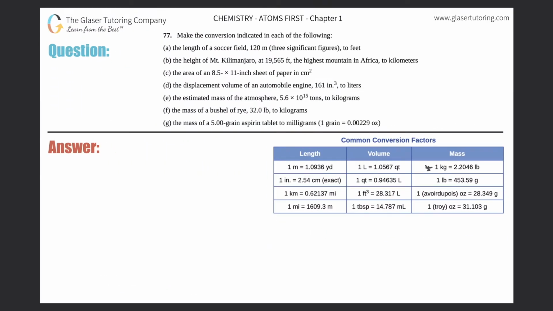Number 77. Make the conversion indicated in each of the following. Okay, so this one is going to be a crazy question because we have A through G hard conversions. First, let me just erase this. I'm just going to go one by one this time. I'm not going to write my normal A through G. I'm just going to write A here, work at it, and then we will get to it.